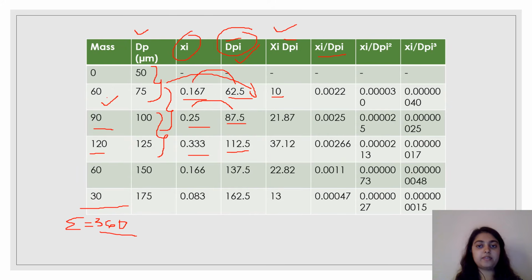Next is xi divided by dpi bar. You just have to divide the xi and dpi bar columns. Then xi divided by dpi bar square and xi divided by dpi bar cube. Simply, for these four columns you have to use the xi and dpi bar only. It is simply multiplication and division. I hope the table is clear.